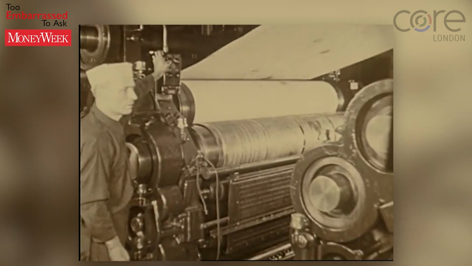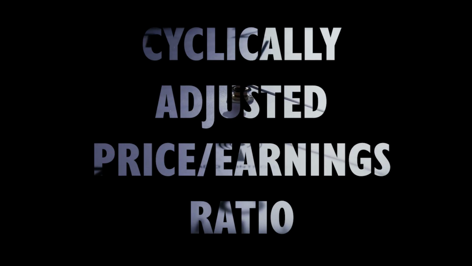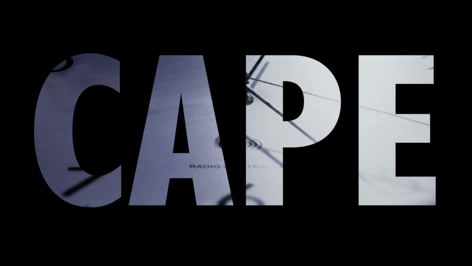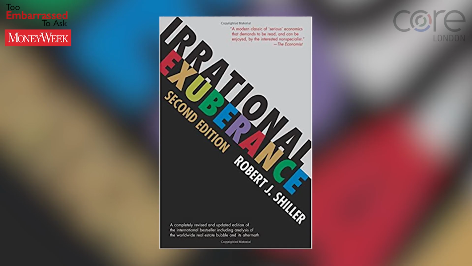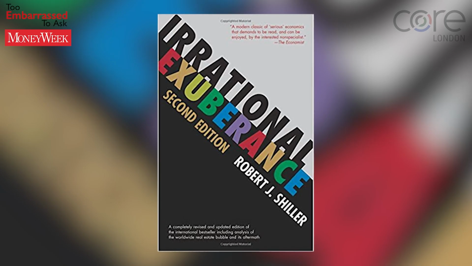an economic cycle. Professor Robert Shiller of Yale University popularized this idea of the cyclically adjusted price-earnings ratio, or CAPE for short, in his book Irrational Exuberance, which was published in 2000. That's why it's also sometimes known as the Shiller PE.